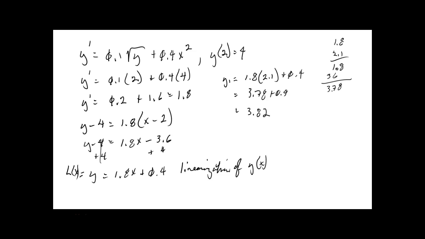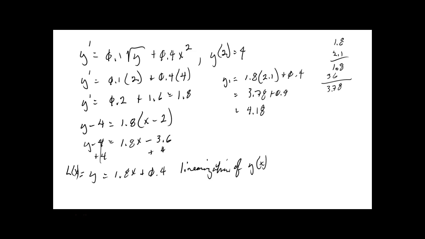1.8 times 2.1. Oh, 0.4. I'm sorry, I did 0.04. That's where my mistake is. My multiplication was all right, it's my adding that was bad. Okay, that would be 4.18. Yeah, that's going in the right direction. So that's our next guess, okay?